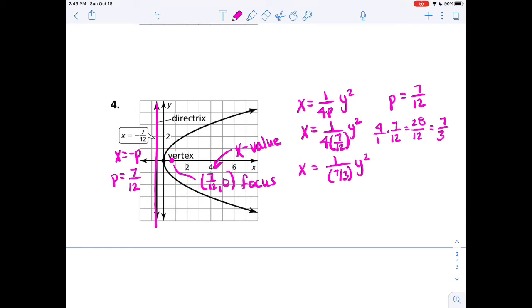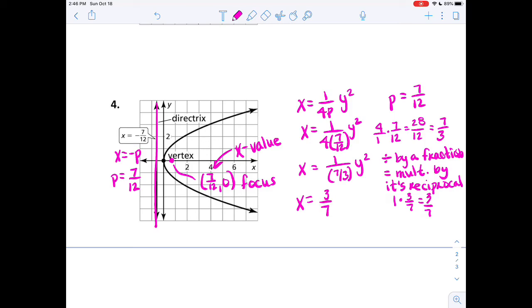And so what I can remember from, I think it's 5th grade math, is that dividing by a fraction is equal to multiplying by its reciprocal. And so I can say that taking a 1 and dividing it by 7/3 is the same as taking a 1 and multiplying it by 3 over 7, which is going to give me 3 over 7. So finally, I can write my answer as 3 over 7 y squared.